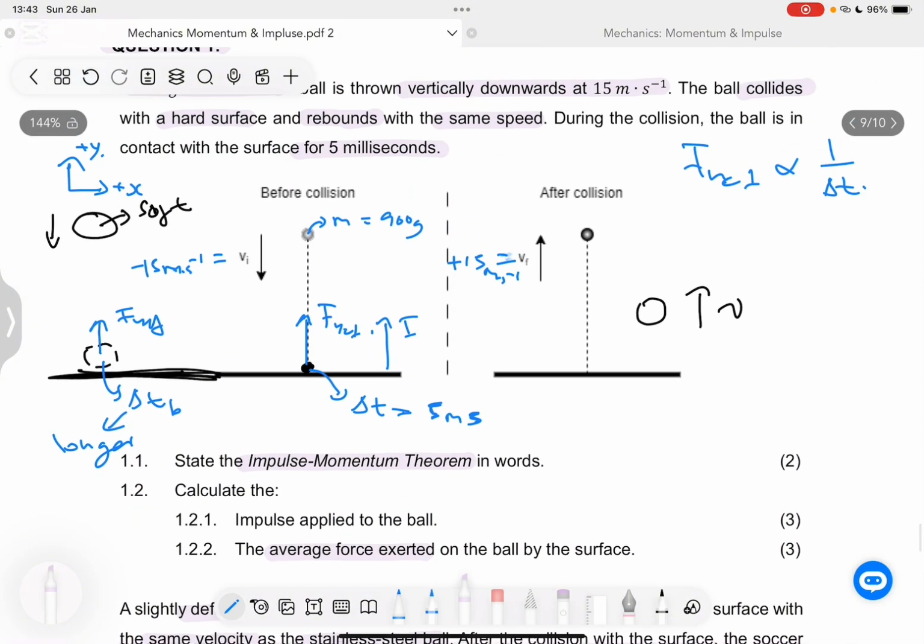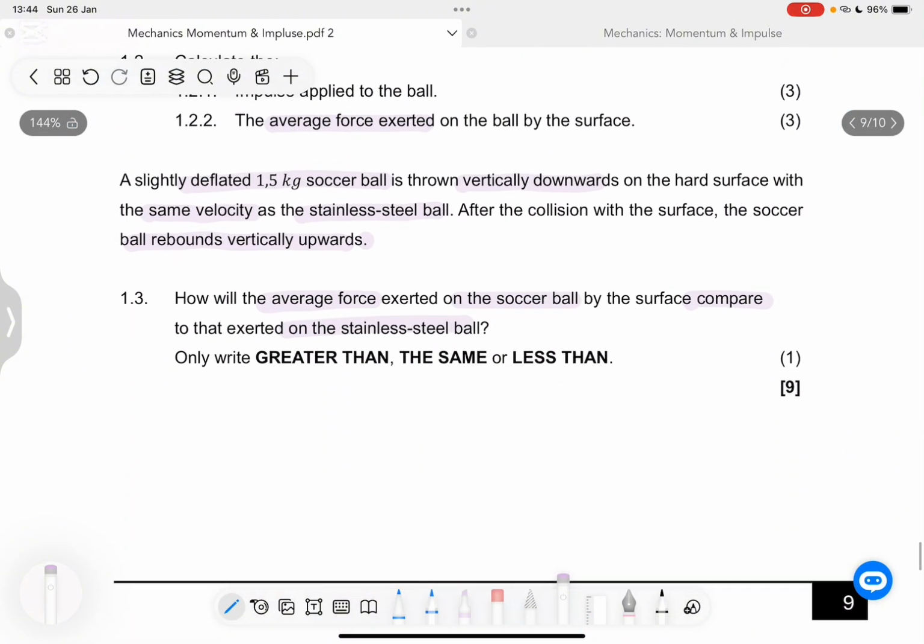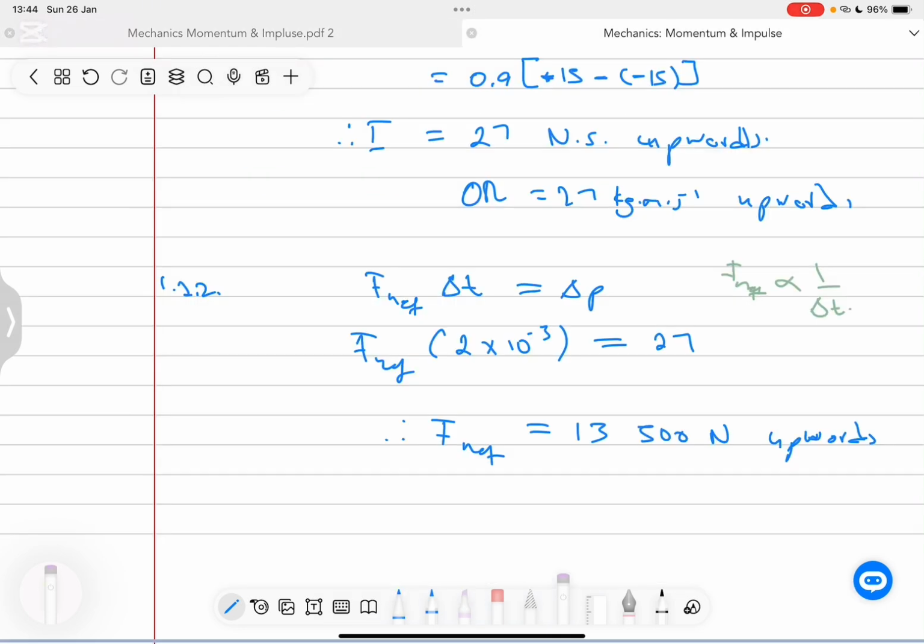I think we actually answered this question during our interpretation, because they're asking how this force exerted on the ball by the surface compares to the force exerted on the stainless steel ball by the surface. From Newton's second law, as we were explaining here, the force on the soccer ball would be smaller than the force exerted on the stainless steel ball. They say to only write greater than, the same, or less than. So our force will be less than. We actually just interpreted that.